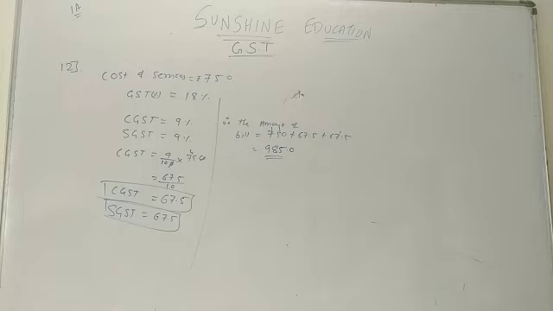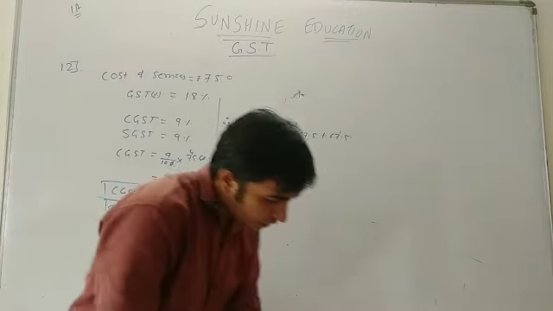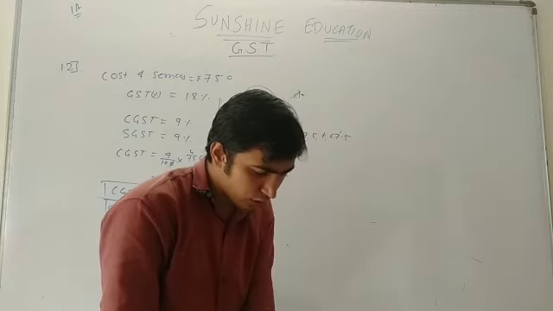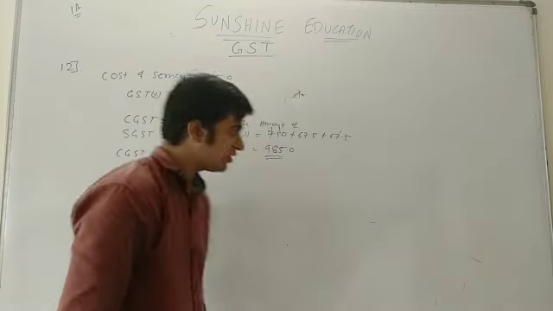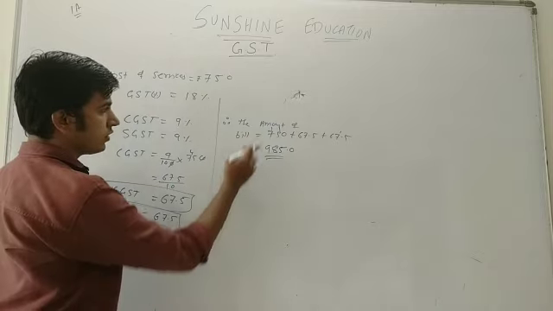Okay, now we'll move to the next one. Mr. Pankaj took a health insurance policy for his family and paid 900 as CGST. So 7 plus 1 is 8.